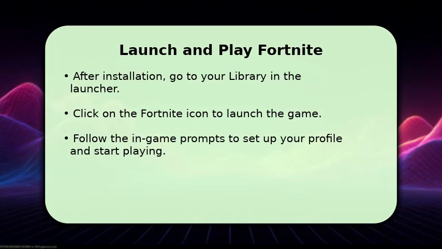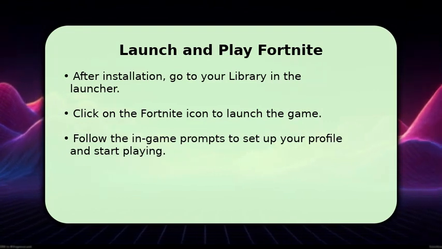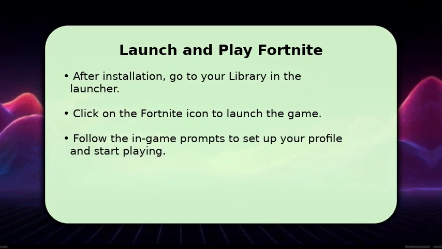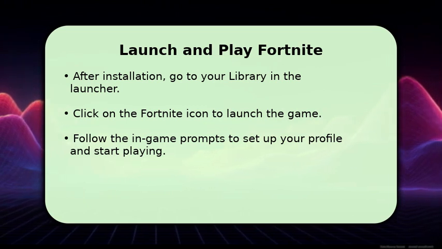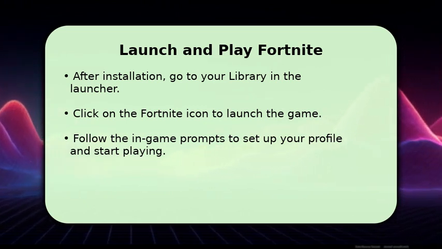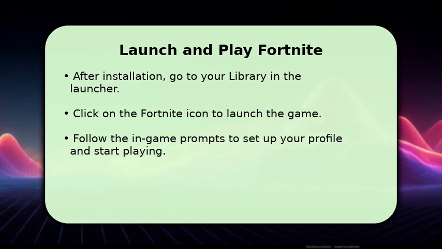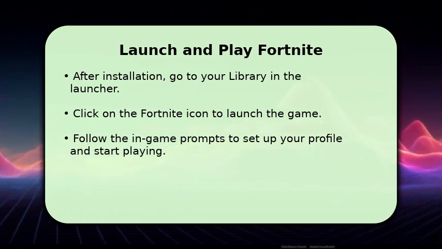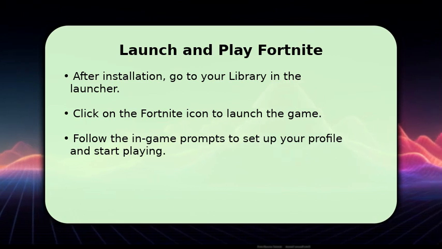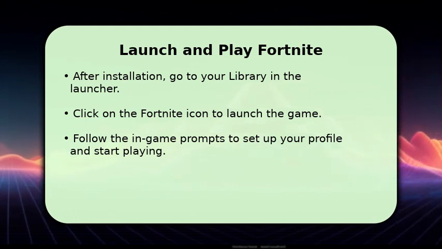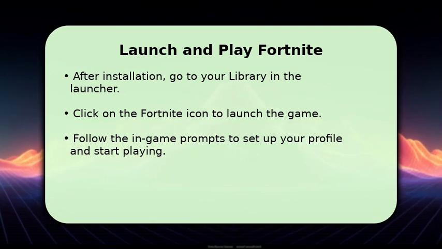Once Fortnite has finished downloading and installing, navigate to your library within the Epic Games launcher. You'll see the Fortnite icon there. Simply click it to launch the game. The first time you play, you might need to complete some initial setup steps, like agreeing to terms or creating your in-game profile. After that, you're all set to jump into the action and enjoy playing Fortnite.